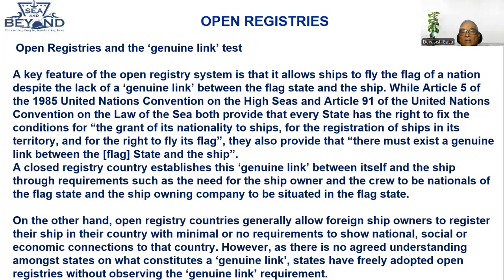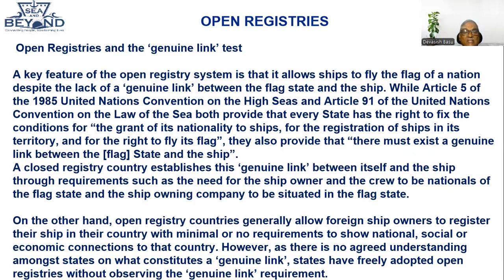Article 5 of the 1958 Convention on the High Seas and the United Nations Convention on the Law of the Sea both provide that every state has the right to fix the conditions for the grant of its nationality to ships, for the registration of a ship in its territory, and for the right to fly its flag. They also provide that there must exist a genuine link between the flag state and the ship. So the UN Convention says there should be a genuine link between the flag state and the ship or the ship owner.